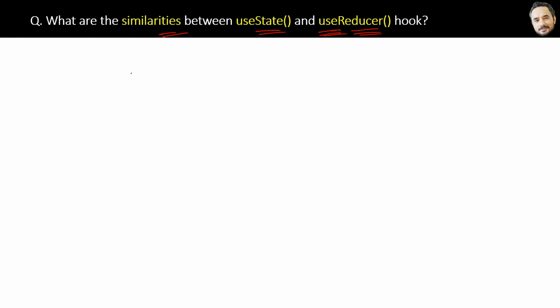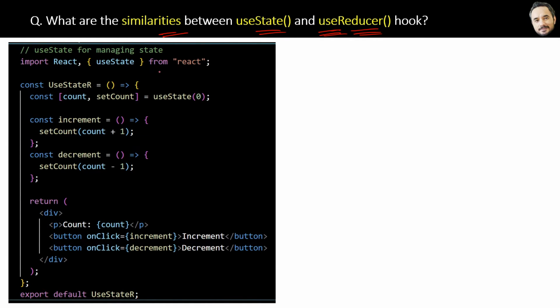So let's first see the similarities. Let me show you the useState code example here. It is nothing special here. You already know this. You already know how this useState function returns the current state value and a function to update that state value, right?